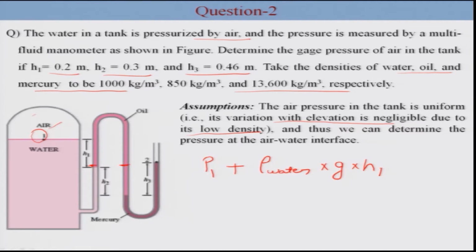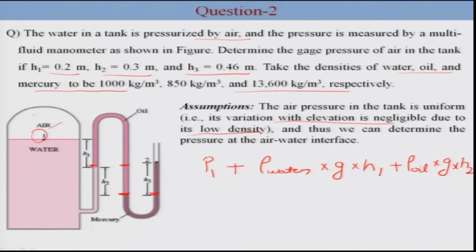Now if we move height h2 downwards, we can calculate the pressure at this point. Now this fluid is oil, so we will add a pressure which is density of oil multiplied by g into h2. So this gives the pressure at this point. Now, the pressure at this point will be the same as this point.